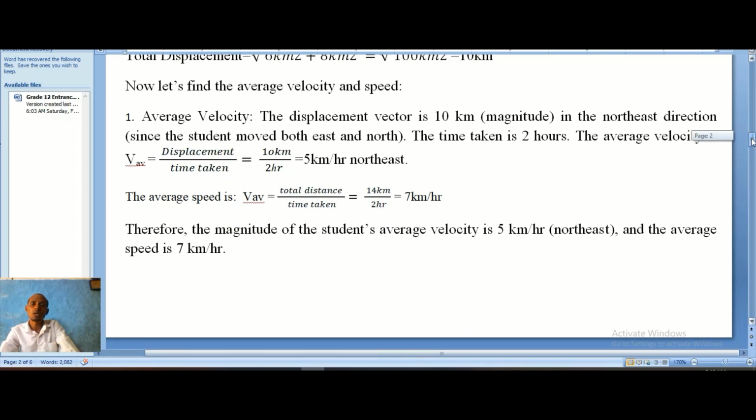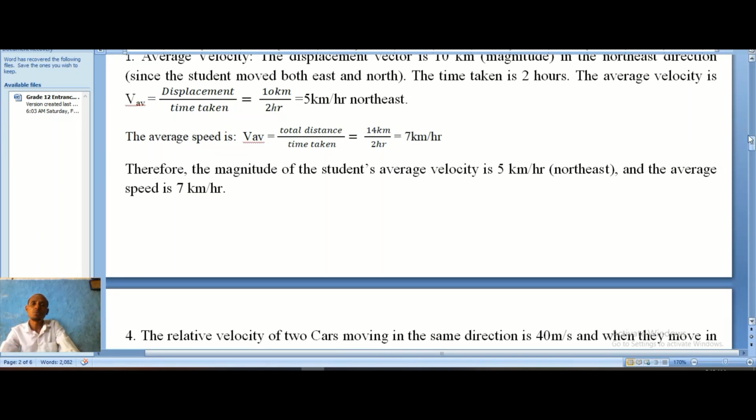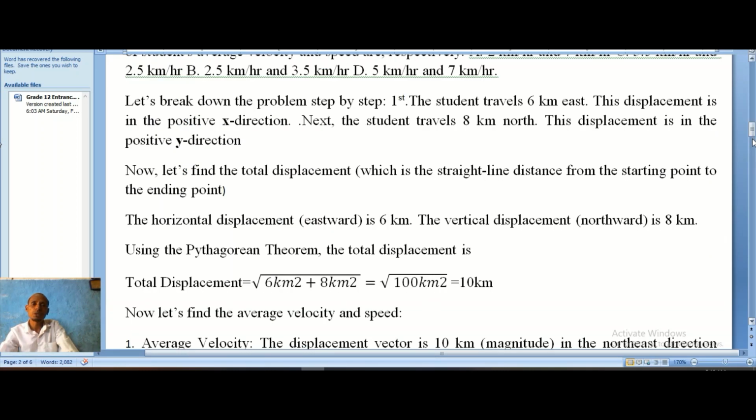Second, average speed is the total distance moved over time taken, which is 14 kilometers over 2 hours, which equals 7 kilometers per hour. Therefore, the magnitude of the student's average velocity, the first one, is 5 kilometers per hour. The second one, the average speed, is 7 kilometers per hour. Next question.